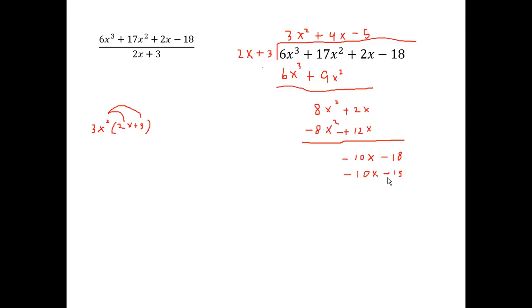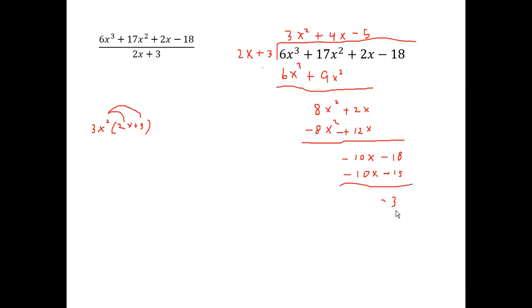That's bad. There we go. All right, and then we go ahead and subtract. Notice I don't have anything else to bring down, so this is pretty much my last step here. I'm going to go ahead and subtract these, which this becomes negative 10x minus negative 10x, which is plus, right? So I have a 0 there. And then negative 18 minus negative 15 gives you negative 18 plus 15, which is negative 3.